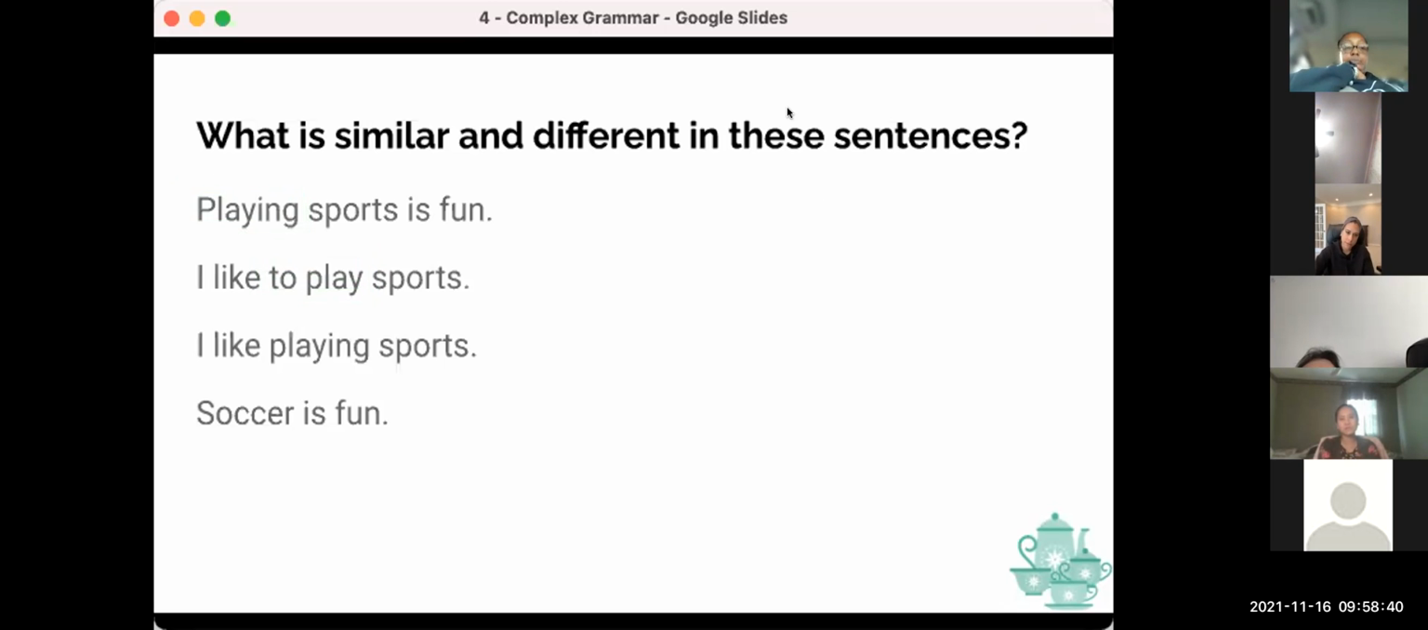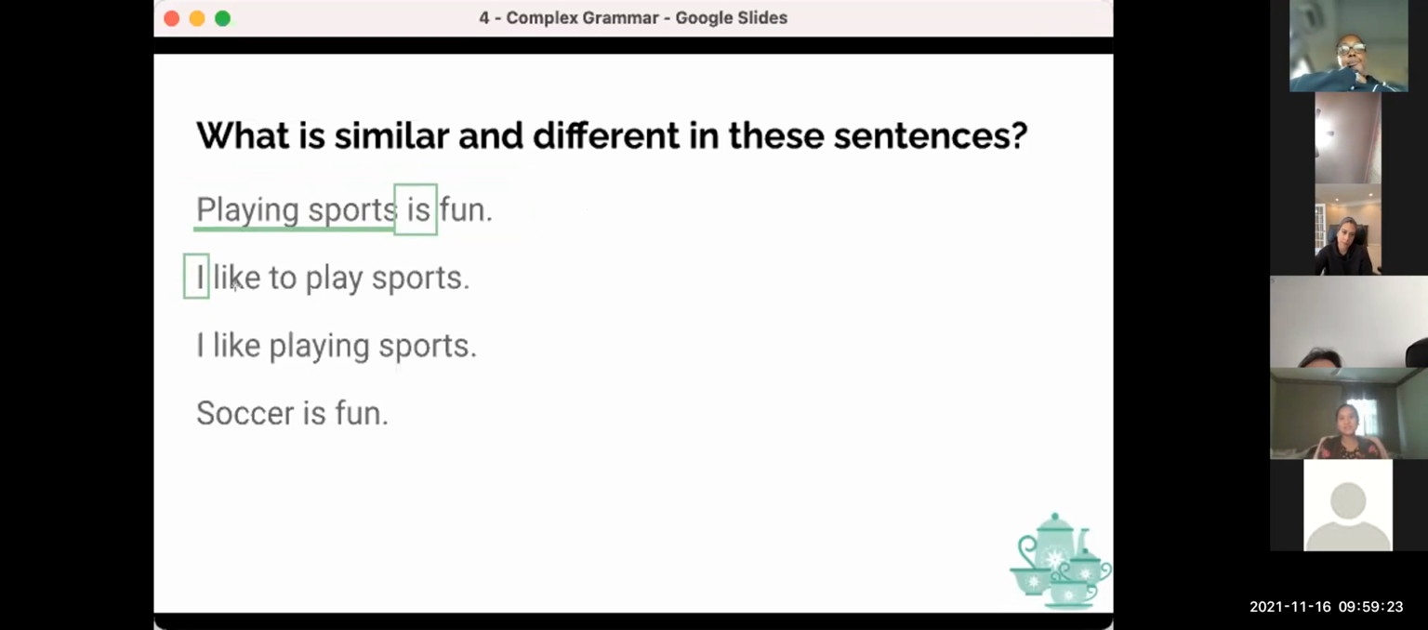All right, let's look at this first sentence together. What is the subject of this sentence? Playing sports. The subject is a noun that does the action of the verb, and our main verb here is is. How about in the second sentence here? What is the subject of the sentence? The pronoun I. And the main verb? Like. Very good, like.